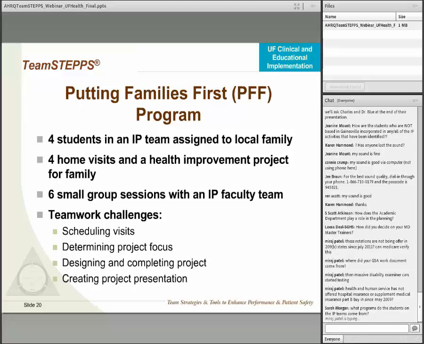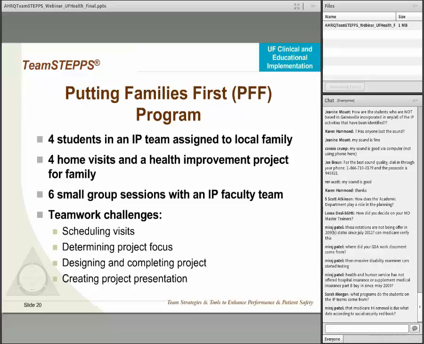We view this as an interprofessional service learning experience. And we've known that there have been some teamwork challenges, particularly when the small group size went from 3 students to a team to 4 students to a team to include our vet med students and health administration students 2 years ago. Some of these challenges are scheduling the home visits. We require that all students be together for the home visits. And of course, as a team, they need to determine what the project focus is, design and implement that project, and then create a project presentation.